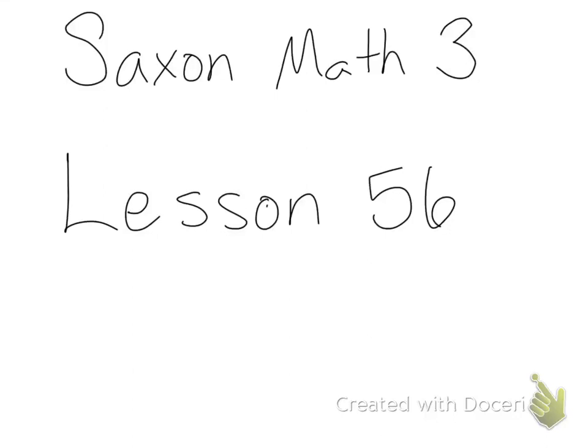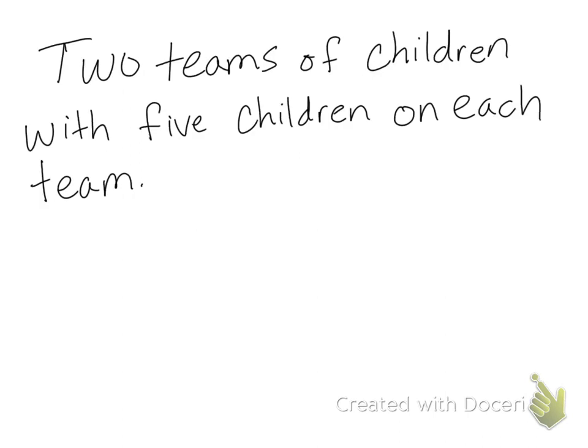Hi everyone, today's lesson is lesson 56, acting out, drawing pictures, and writing number sentences for equal group stories. Now at school we do equal groups every single day, and sometimes you work with groups in the class. And often when we work with groups, you want to try to have the same number of children in each group so you have equal groups. Okay? You may work in groups of 3, or 2, or 4.